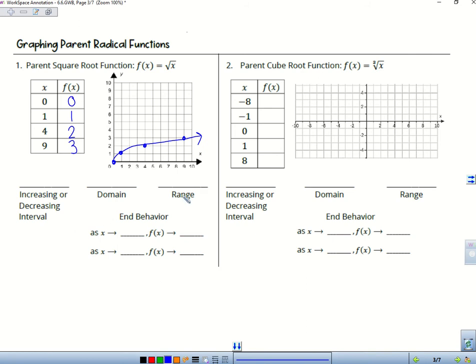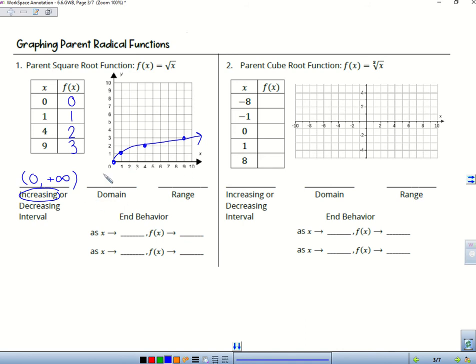So, is this graph increasing or decreasing? Increasing. Good. And it's increasing from 0 to positive infinity, right? Why isn't it increasing from negative infinity? Very good. It only exists in the first quadrant. Now, there are square root functions that exist in other quadrants, but that's because of shifts, and we'll talk about that in the next slide.